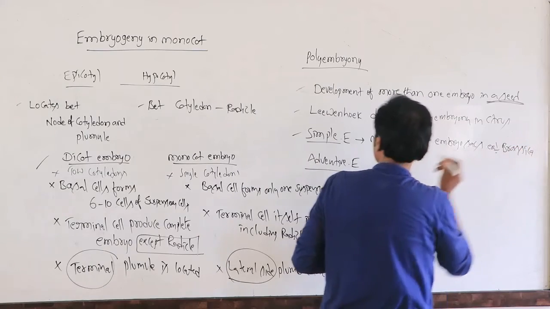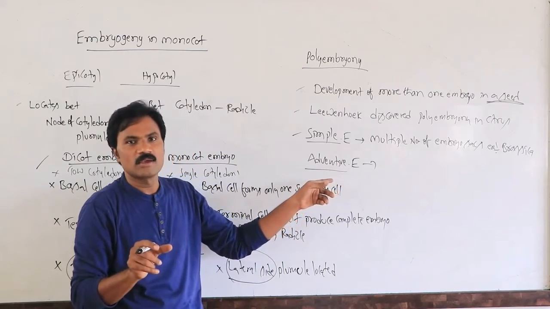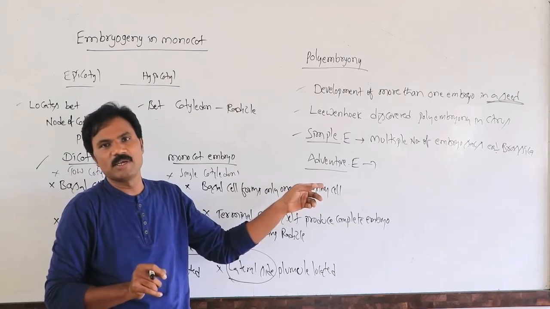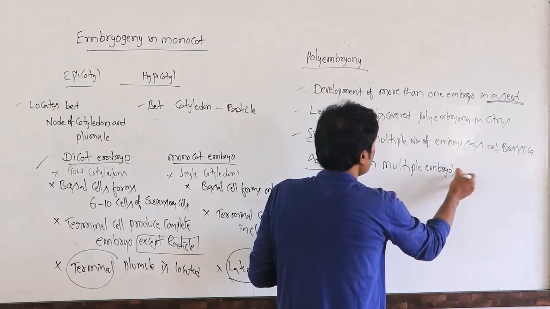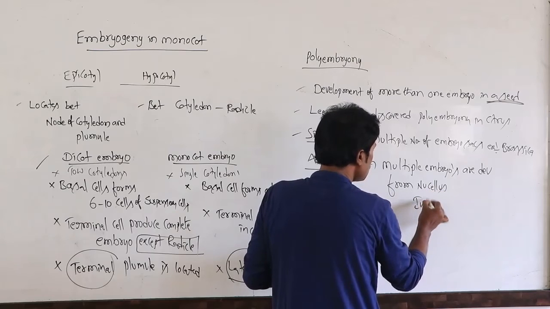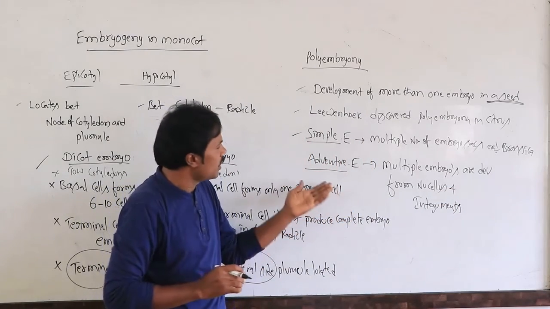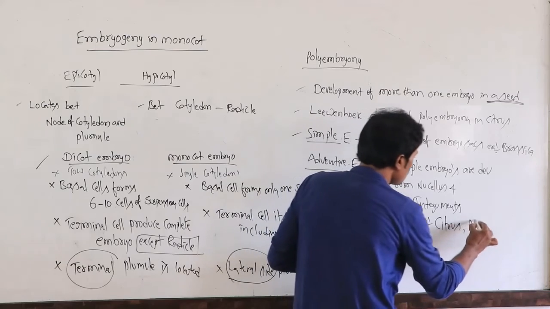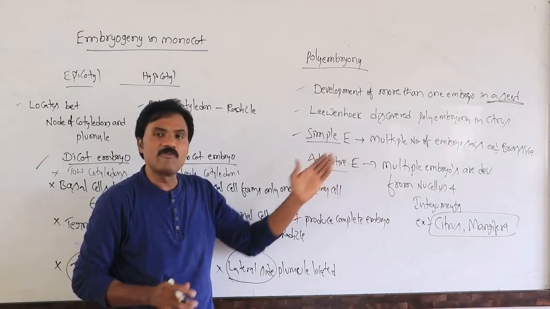Then what is adventive embryony? Without multiple embryo sacs, within one embryo sac, the multiple embryos develop from new cells and from integuments. Such formation of embryos is called adventive embryony. Examples: citrus as well as Mangifera indica.